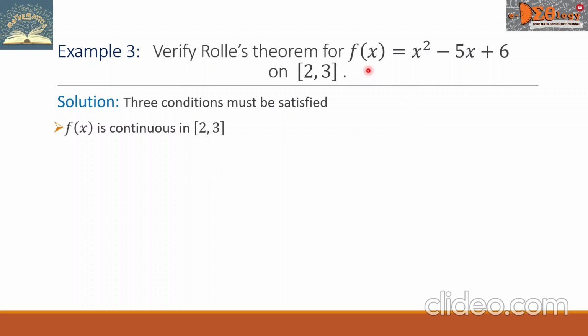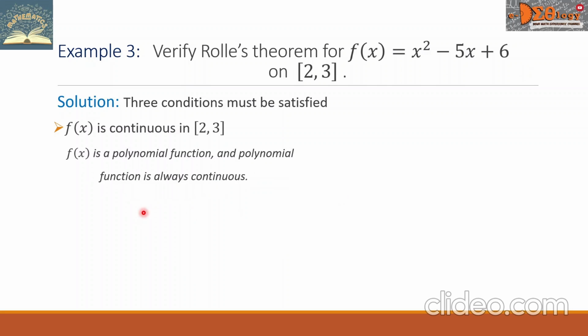Look at our function. It is a polynomial function. So we say that f of x is a polynomial function. And a polynomial function is always continuous. So, the first condition is satisfied.